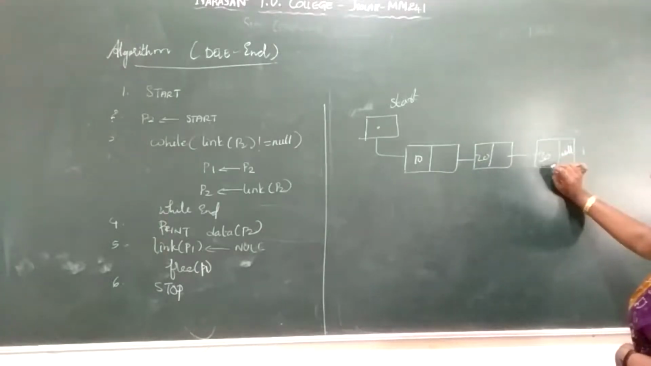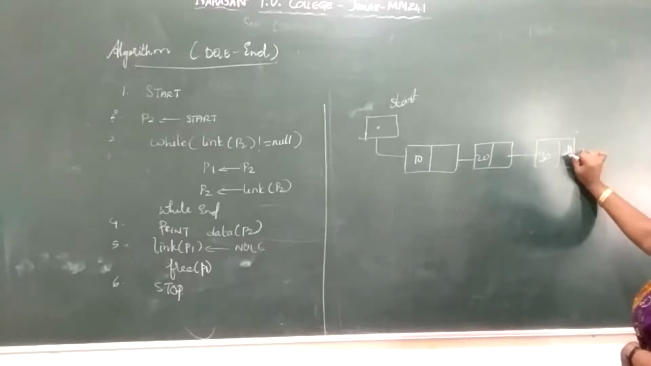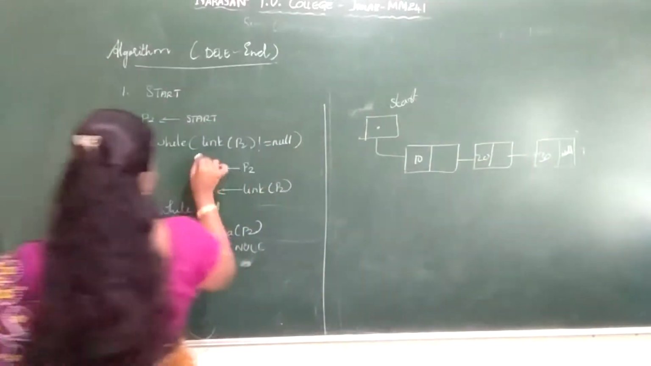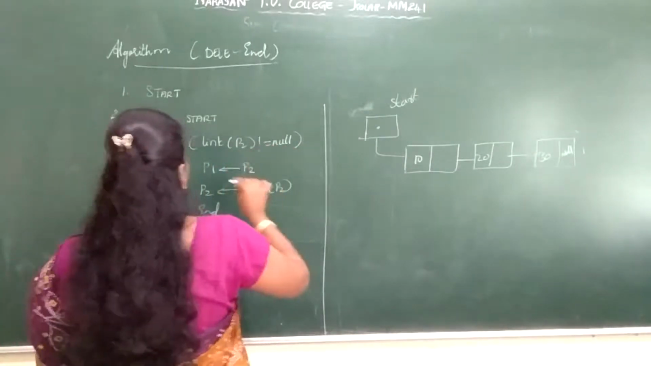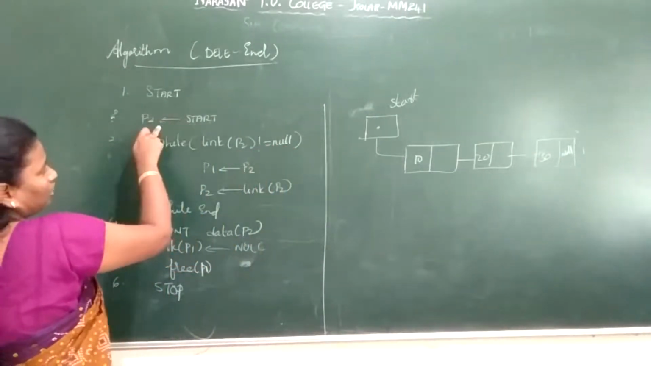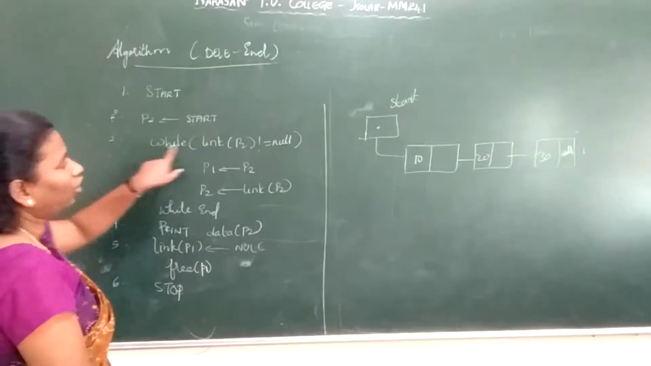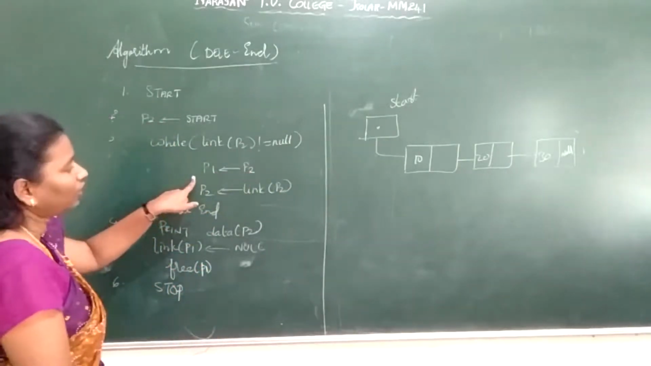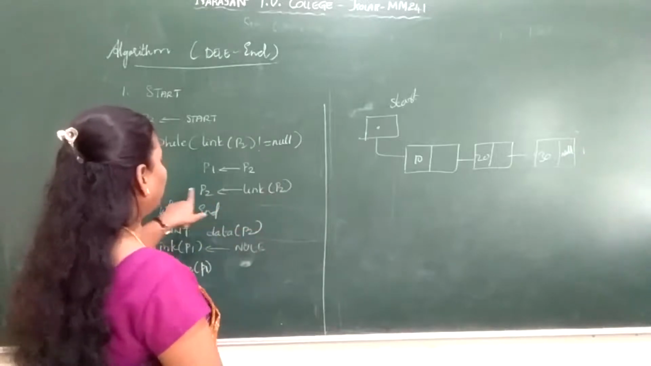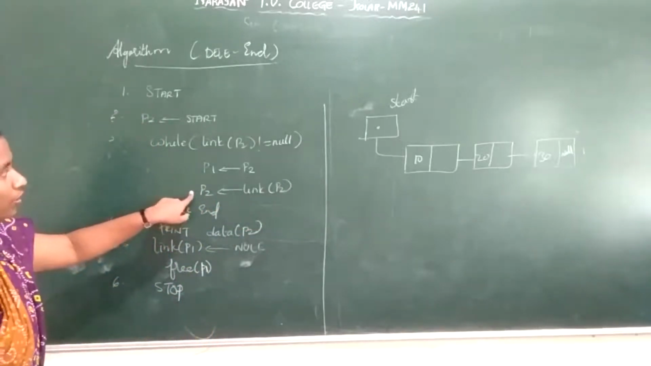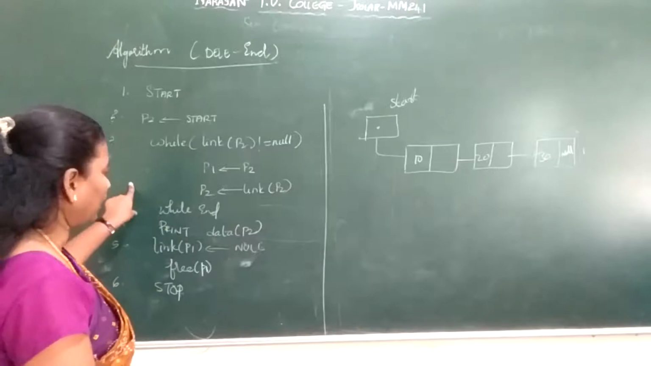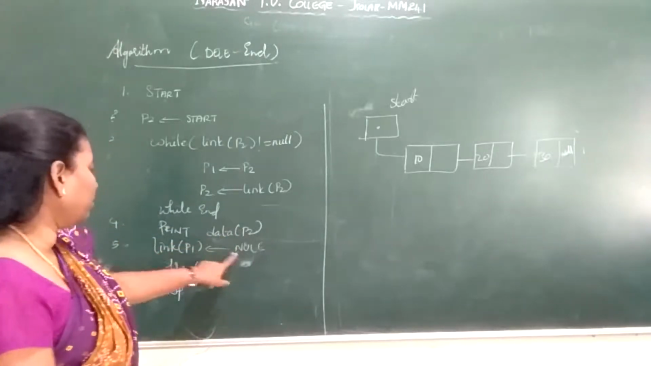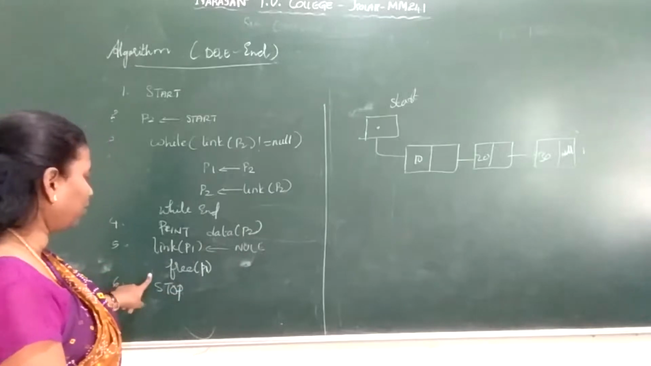How to know whether that is the end of your linked list? The link field of the last node is null. We call that the end of the linked list. While link of P2 is not equal to null, from start I will give it to P2. So if link of P2 is not equal to null, P2 I will give to P1. Then link of P2 I will give to P2. Then it ends here. Then print data of P2. Then null we are giving to link of P1.